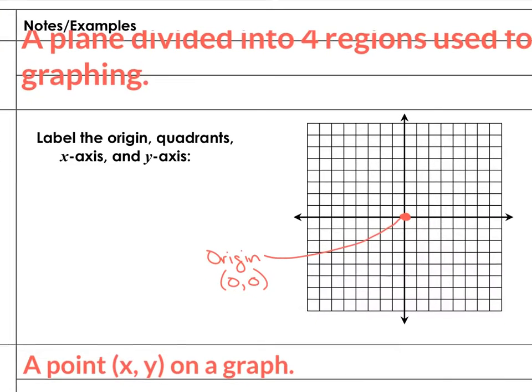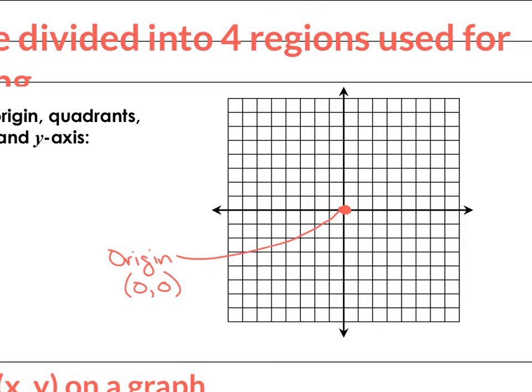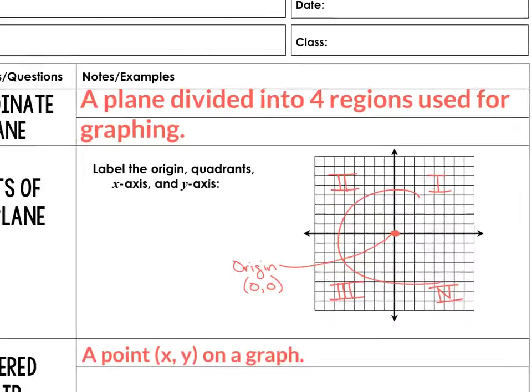The next thing that it asks us to do is to label the quadrants. We use Roman numerals for quadrants, and it starts over here in the upper right-hand corner because those are all positive. And then it goes like a big C for coordinate plane. So the next one would be quadrant 2 over there, then quadrant 3 down in the lower left-hand corner, and then quadrant 4. So quadrant 1, upper right; quadrant 2, upper left; quadrant 3, lower left; and lower right would be quadrant 4.